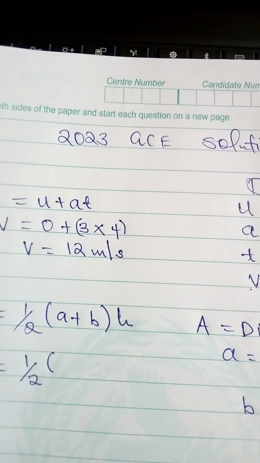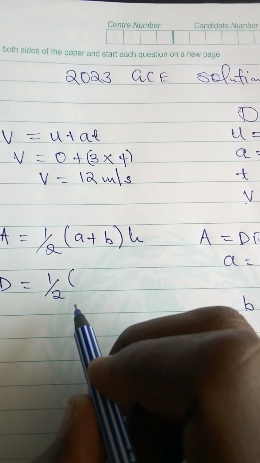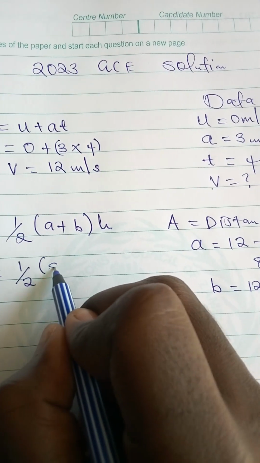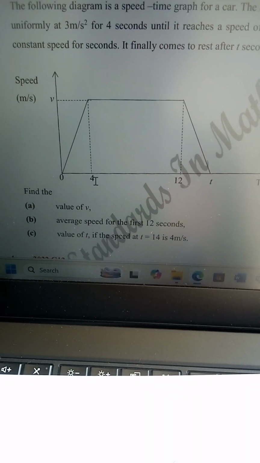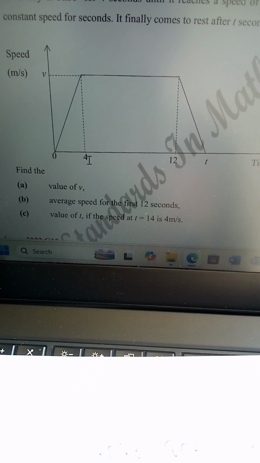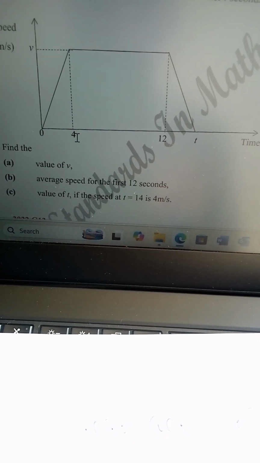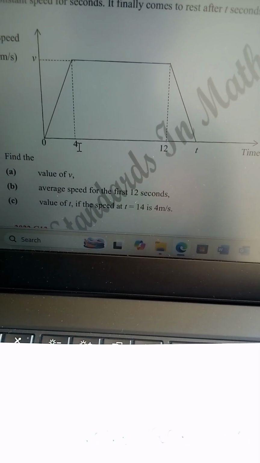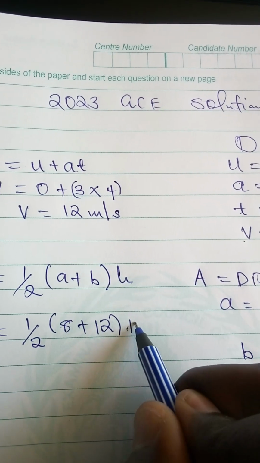And then from there, what you are going to do is substitute in your formula. So the value of a we found to be 8 plus 12 times height. Now the height is the velocity. So if at first you answered the wrong value, or you found the wrong value for v, it means that everything is going to be wrong. So you have to be very careful when you're answering this kind of question. So your h is 12.